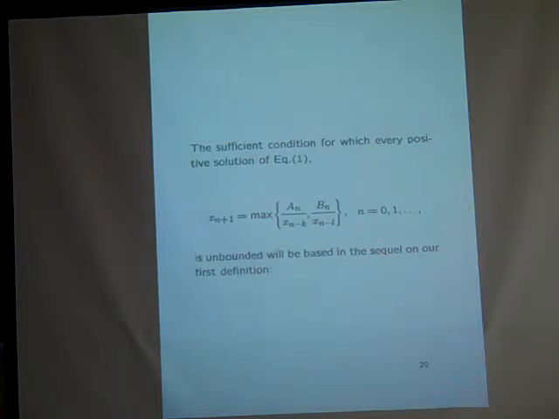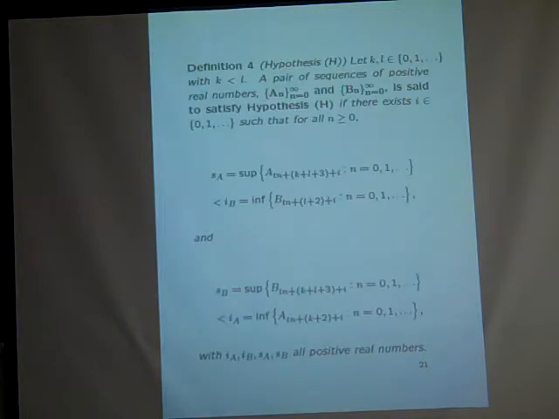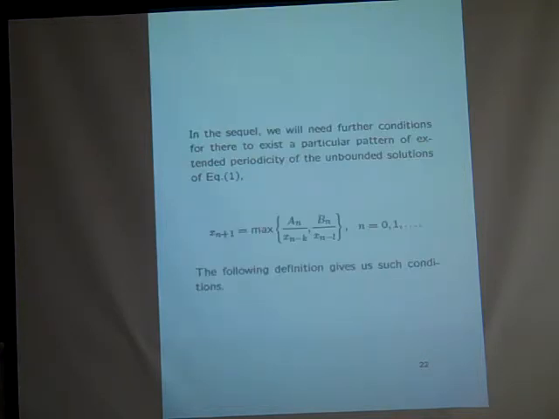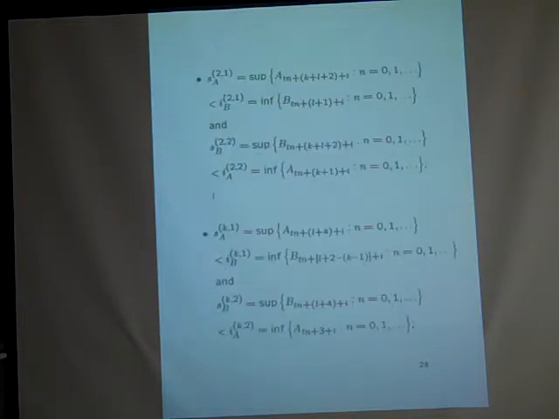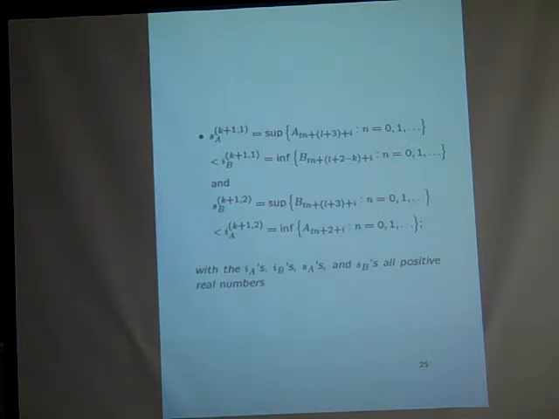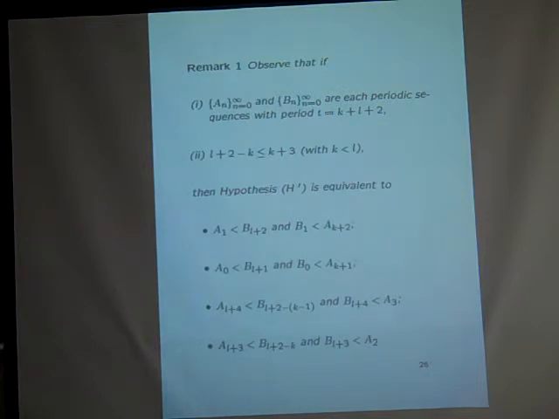Okay, so the sufficient condition for unboundedness that we're going to show is based on what I'll call hypothesis H. And that involves sups and infs and strict inequalities between sups and infs of subsequences of A and B. Again, the subsequences are intertwined in a sense. Further conditions for extended periodicity involve more of these inequalities. Just many more.